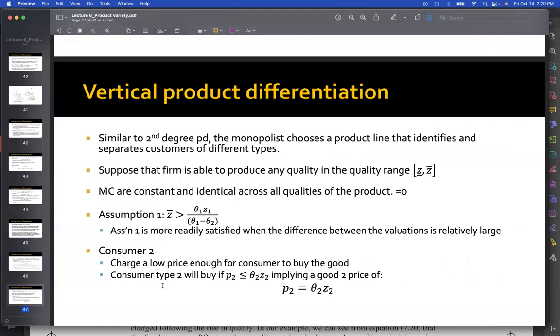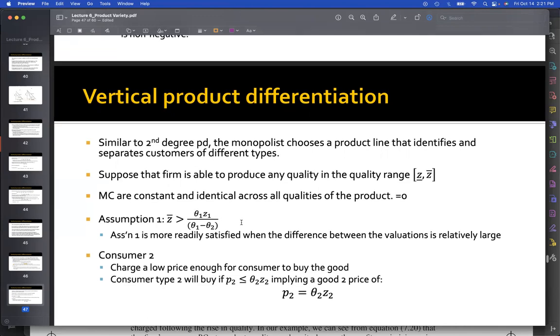Okay, so similar to second degree price discrimination, the monopolist chooses a product line that identifies and separates customers of different types. Now, suppose that the firm is able to produce a quality in this range, Z under bar, Z over bar. Okay, this Z over bar will be defined a little later, right? Marginal costs are constant and identical, so it's 0. So we're setting aside marginal cost. Our assumption one is this: Z over bar is greater than theta 1 Z1 over the difference between the willingness to pay, group 1, 2.